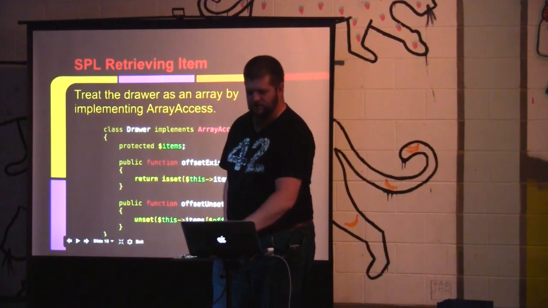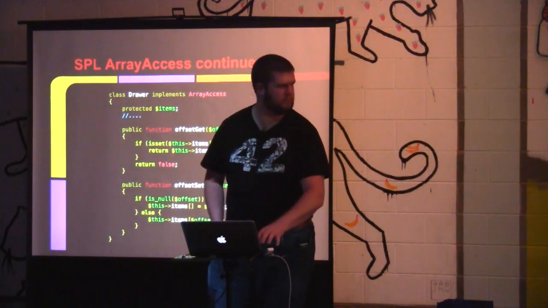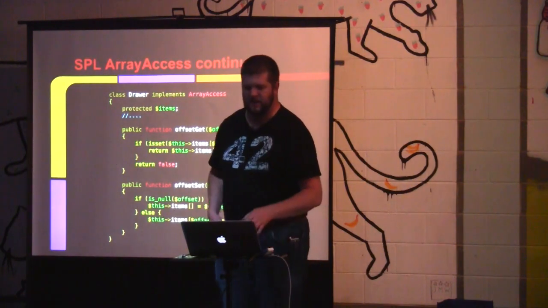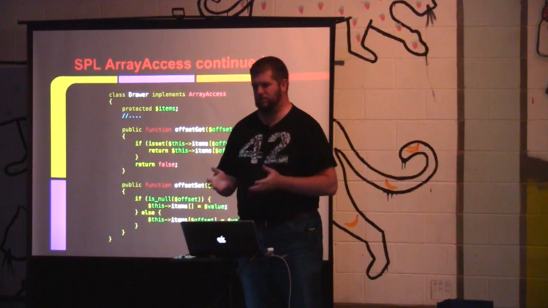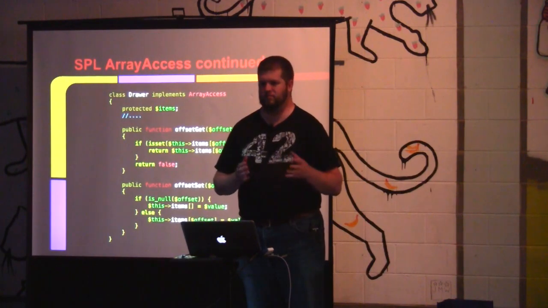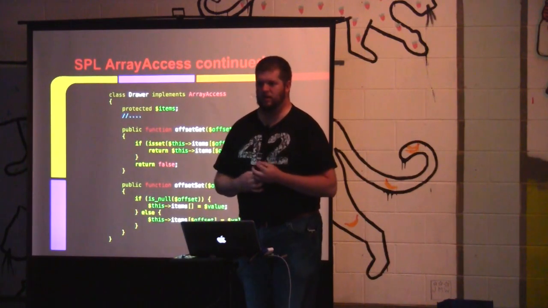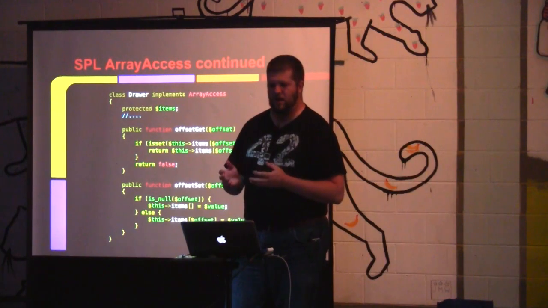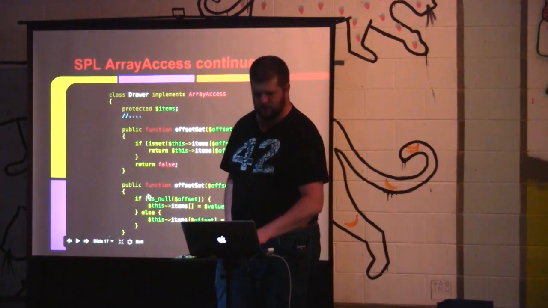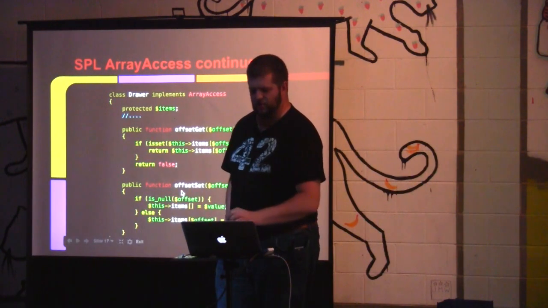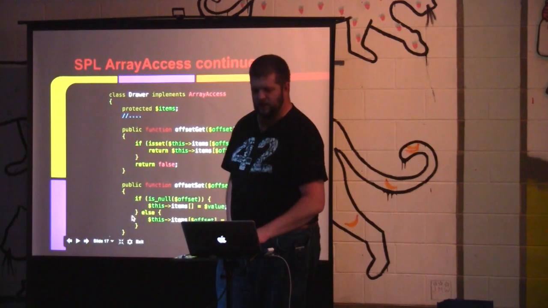offsetUnset just unsets it. offsetGet checks to see if it's there, and if it's there, it returns it. Otherwise, we return false. So pretty much offsetGet is what we had before with getUtensilAtIndex. And then offsetSet. Now this one's a little bit tricky, and when I was first learning this, it took me a little bit to figure out. It'll make a little bit more sense on the next screen, but I've got a little bit more code here.